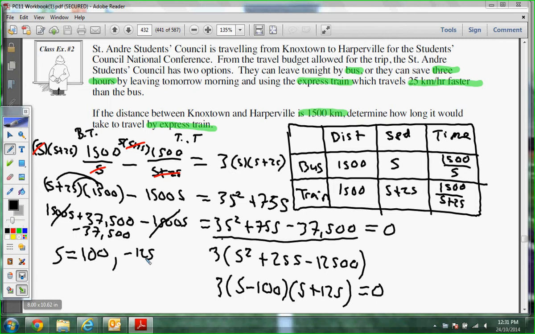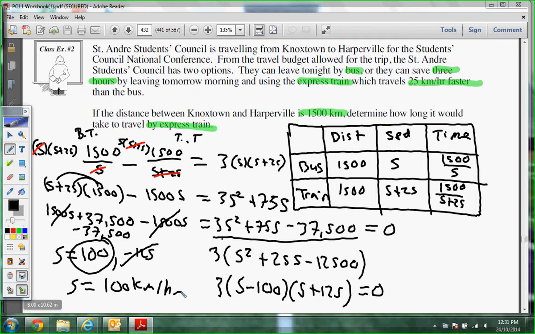What are we solving for right now? Yeah, it's the speed in kilometers an hour. We can't do negative 125 kilometers an hour, so this right here is your answer. So the speed of the bus is 100 kilometers an hour. What's the question asked though? How long will it take to travel by train?